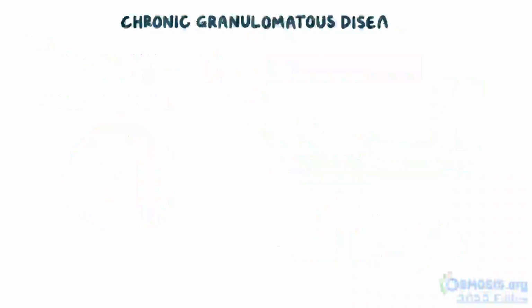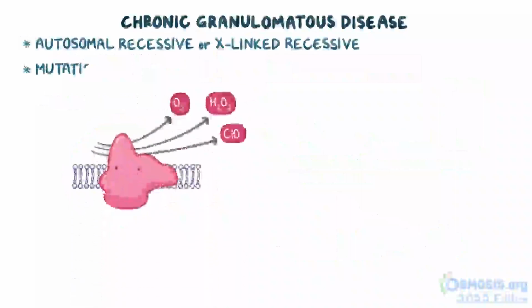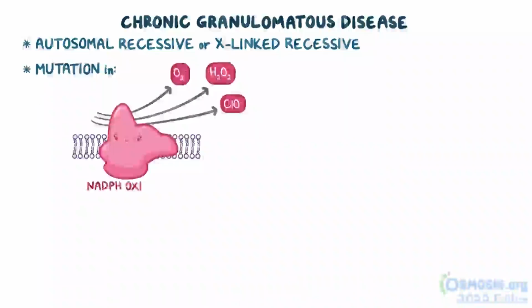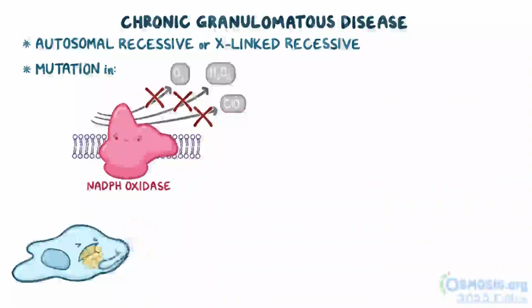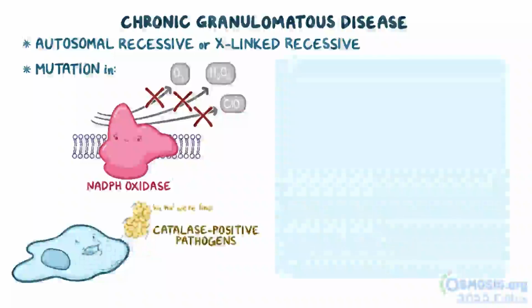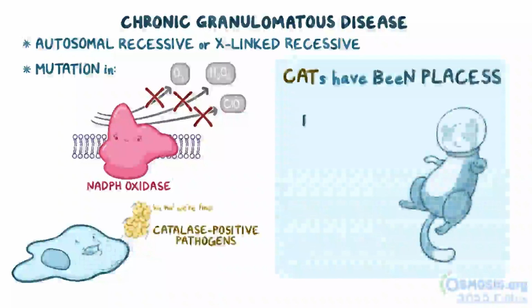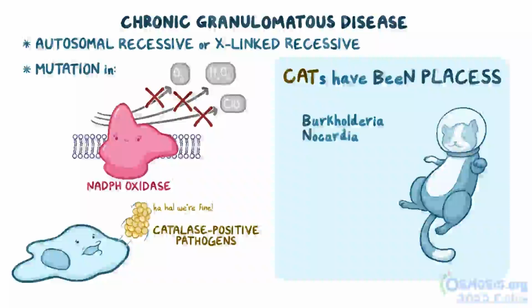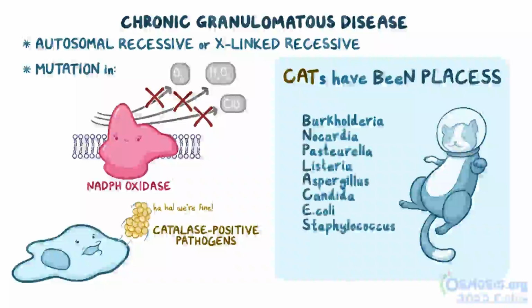Chronic granulomatous disease is an autosomal recessive or X-linked recessive disease caused by a mutation in NADPH oxidase. As a result, phagocytes are unable to create superoxide, hydrogen peroxide, or hypochlorite ions, and so they struggle to kill catalase-positive pathogens. These can be remembered with the mnemonic "Cats have been places." Burkholderia, Nocardia, Pasteurella, Listeria, Aspergillus, Candida, E. coli, Staphylococcus, and Serratia.